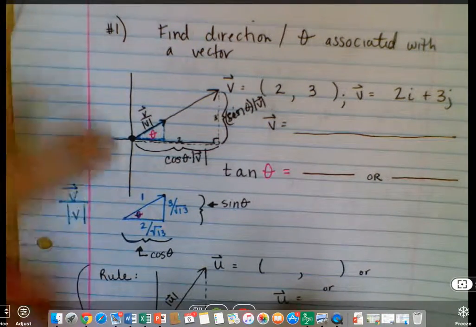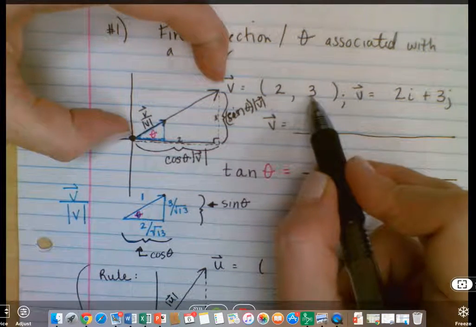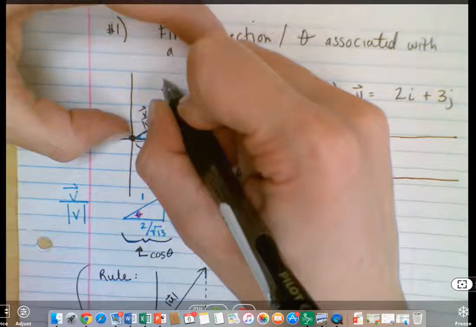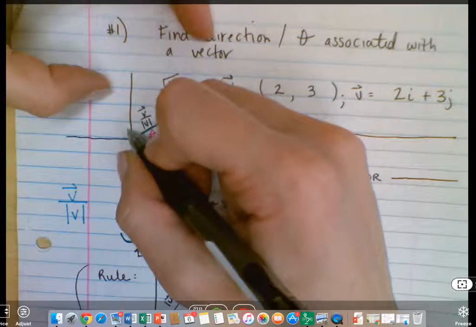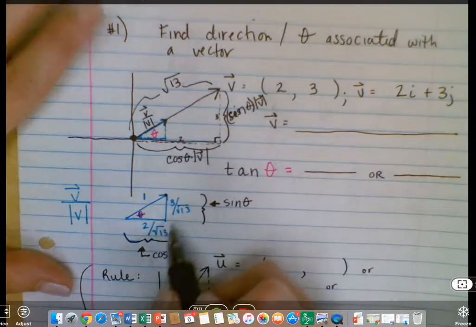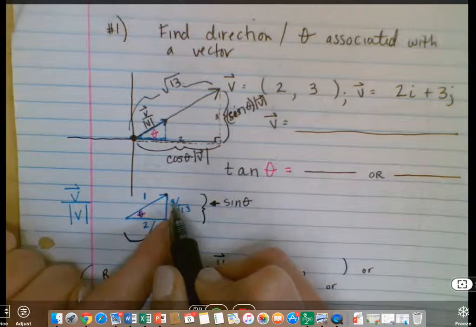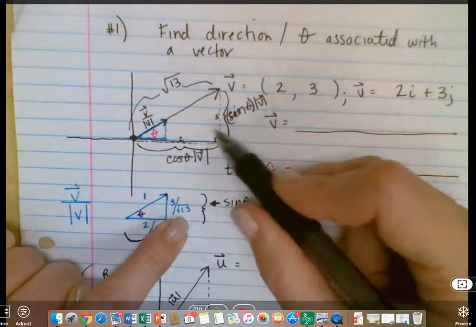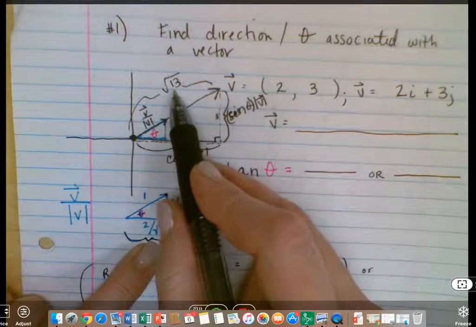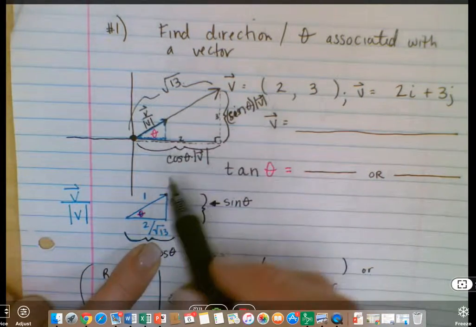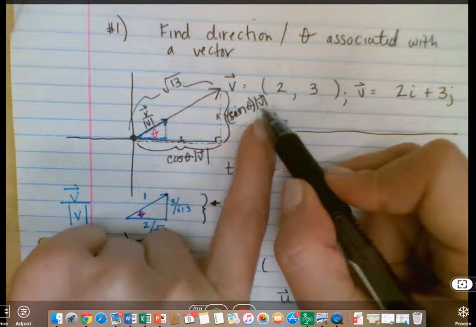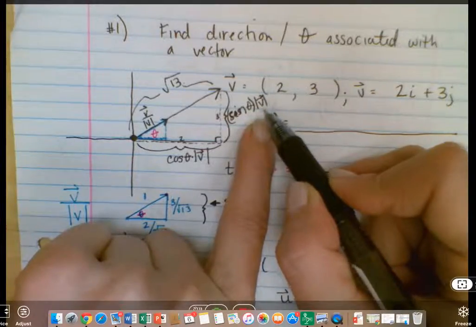The magnitude of v here is the square root of 2 squared plus 3 squared, which is 13, and I'm going to square root that. So root 13 represents the magnitude of that vector. Okay, so if I multiply 3 over root 13 by root 13, that's going to give me 3. And if I multiply 2 over root 13 by root 13, that's going to give me that 2. So my cosine of theta scaled by the magnitude gives me this length. Sine of theta multiplied by the magnitude gives me this length.